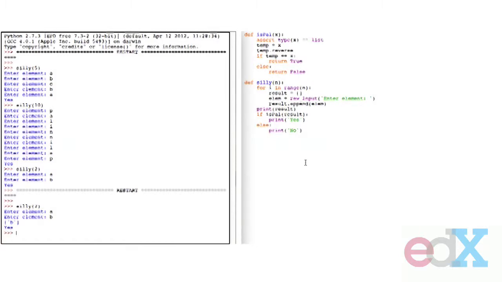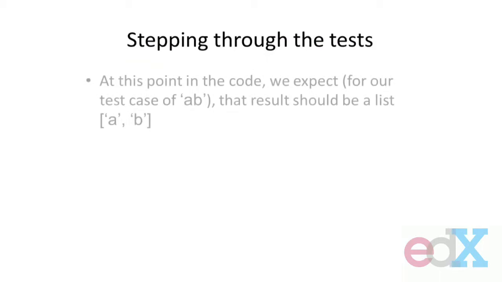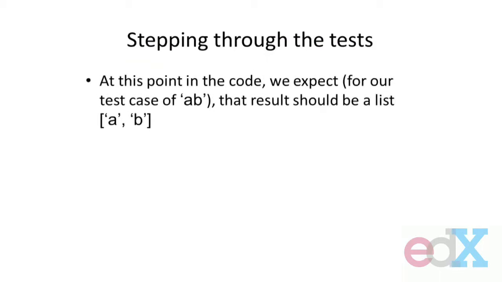But if you think about this, I would have expected that the result should be the list of A and B. I typed in A and then I typed in B. So this is already telling me something. I ran the code, I just got B. I should have had the value or the list of A and B. What does it tell me?